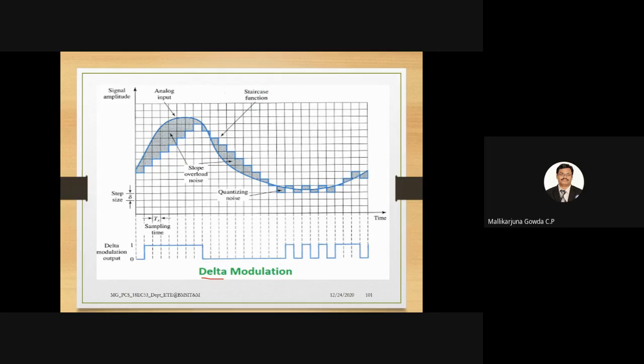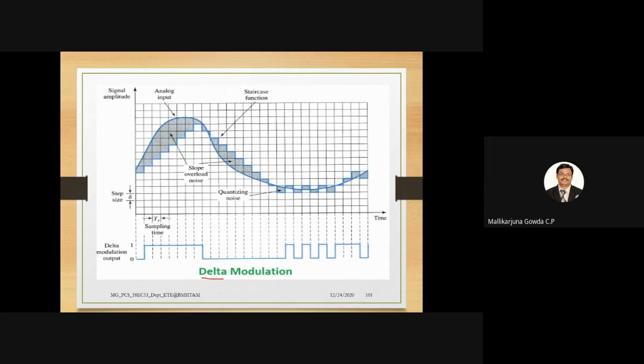Because of that, there will be a gap between this approximated signal and the original analog input signal. So that is known as the slope overload distortion. I can overcome that by increasing the step size as well as the sampling period.